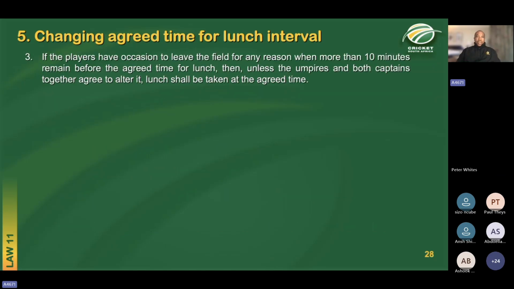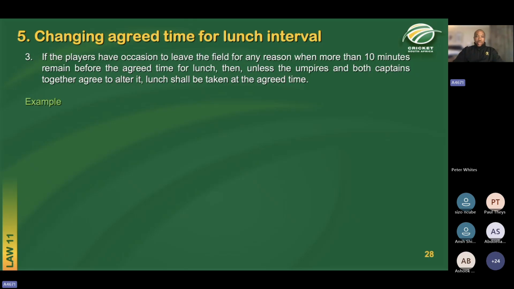We have another instance where the agreed time for lunch can be changed. If the players have occasion to leave the field for any reason when more than 10 minutes remain before the agreed time for lunch, then unless the umpires and both captains together agreed to alter it, lunch shall be taken at the agreed time. So if there's no agreement and the interruption or the reason to leave the field is more than 10 minutes before the agreed lunchtime, then the lunchtime remains at 12.